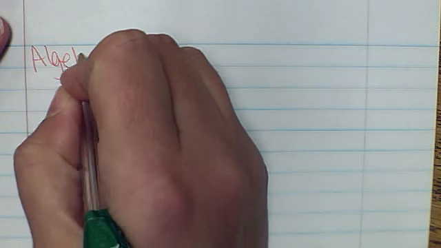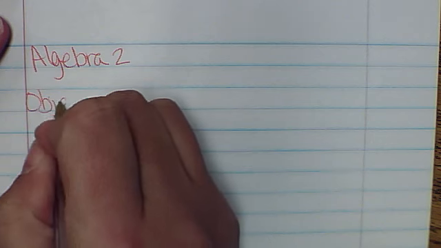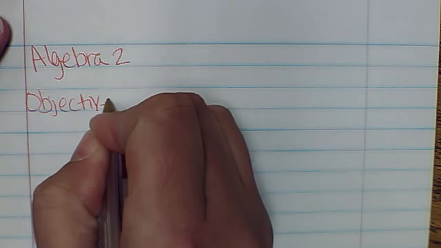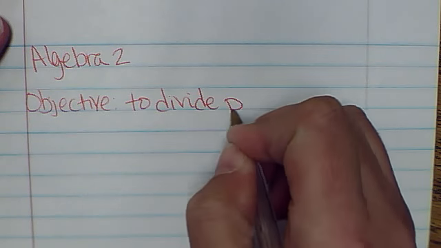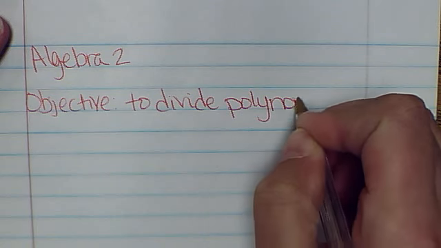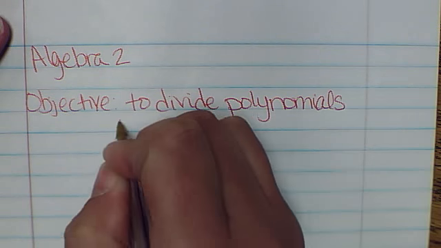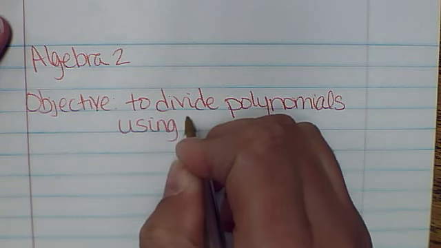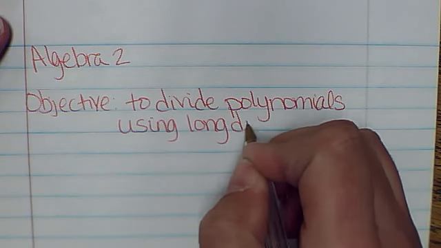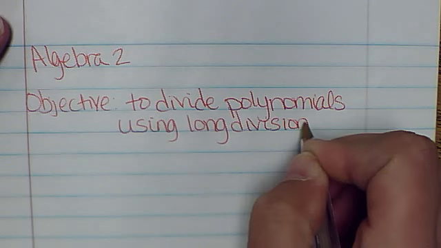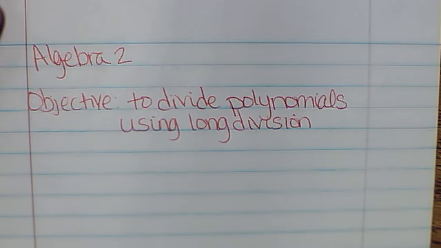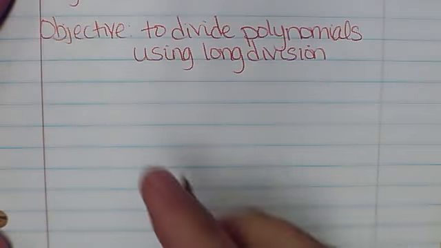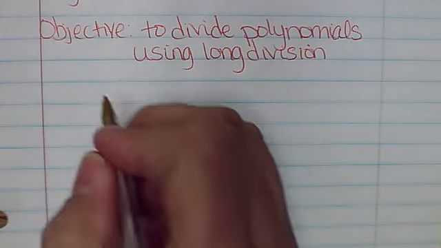Okay, today in Algebra 2, our objective was to divide polynomials using long division. So our objective today is to divide polynomials using long division. So we're going to divide the same way we used to with numbers.